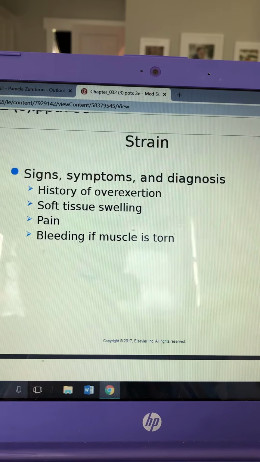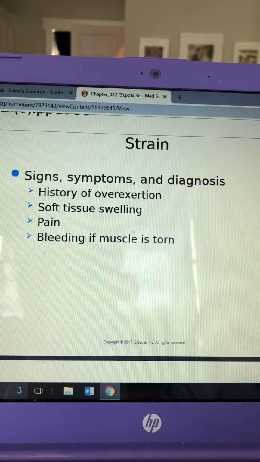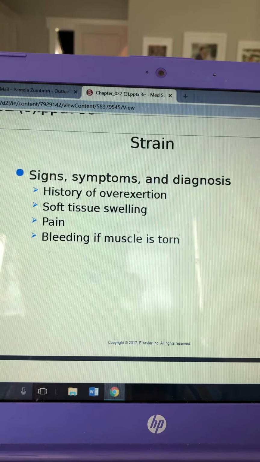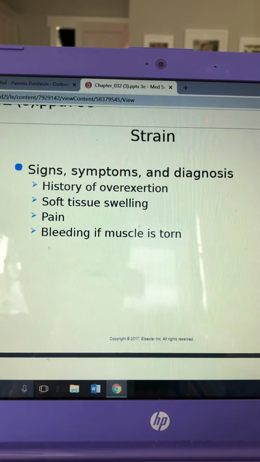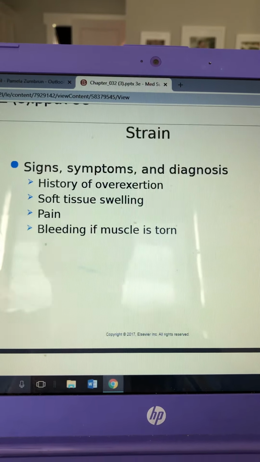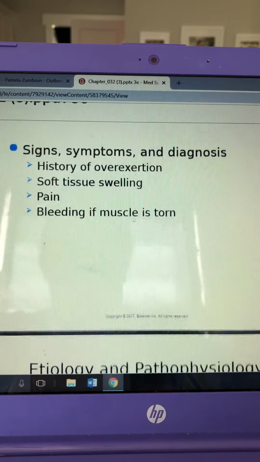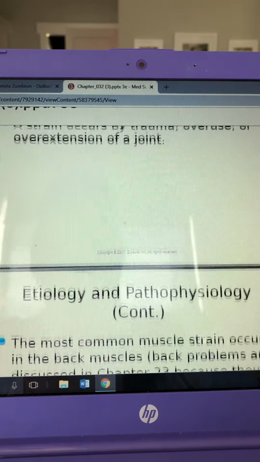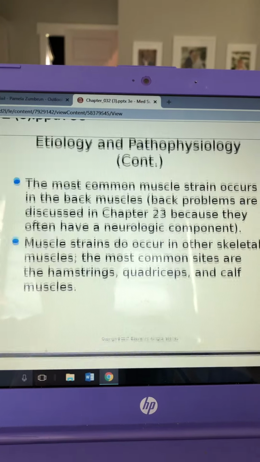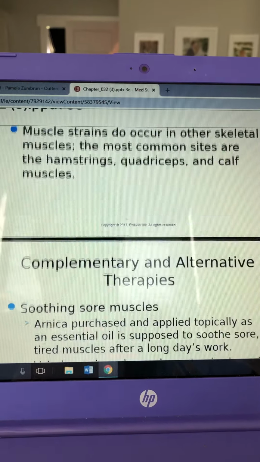The back muscles are the most common area for muscle strain, but it could also occur in the skeletal muscles like the hamstrings, quadriceps, or calf muscle. And NSAIDs can be used for that as well. We went through all that.